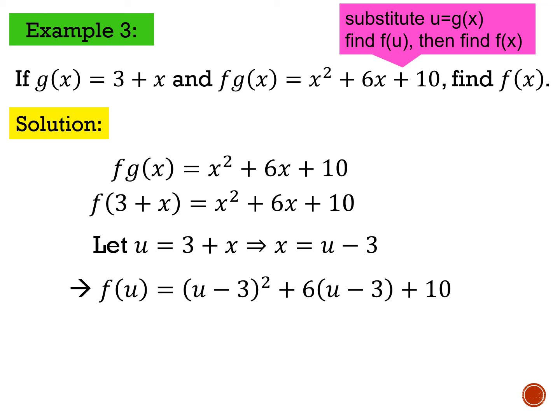Then we simplify (u minus 3) squared plus 6 multiplied by (u minus 3) plus 10. We expand and simplify, and then we get f(u) equals u squared plus 1. So as a conclusion, since f(u) equals u squared plus 1, then f(x) equals x squared plus 1.